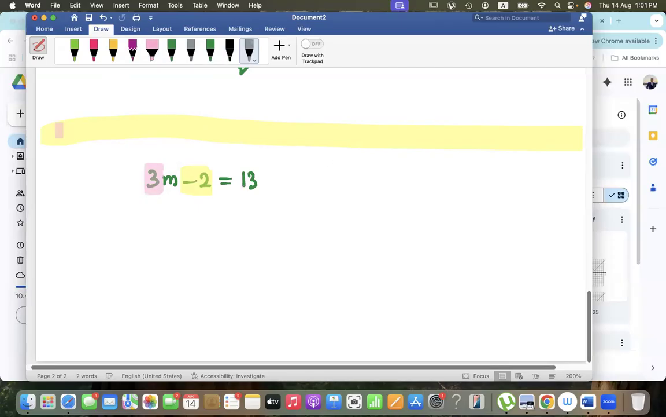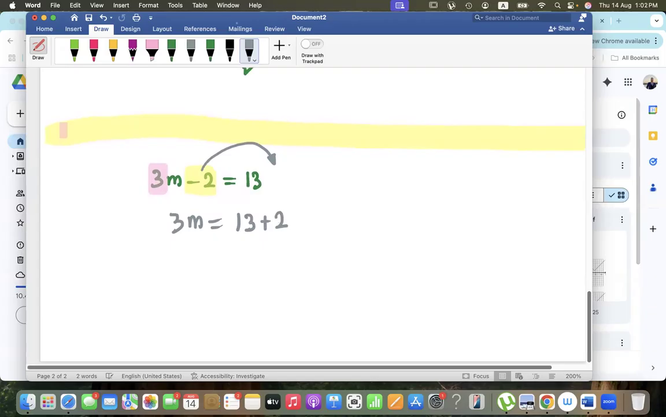First of all, I would get rid of the subtraction or addition because it's easier. So first of all, this minus 2, I will shift it, I will transpose it to the other side. So 3m is going to be equal to 13 plus 2, which gives you 15. 13 plus 2 is how many? It is 15.